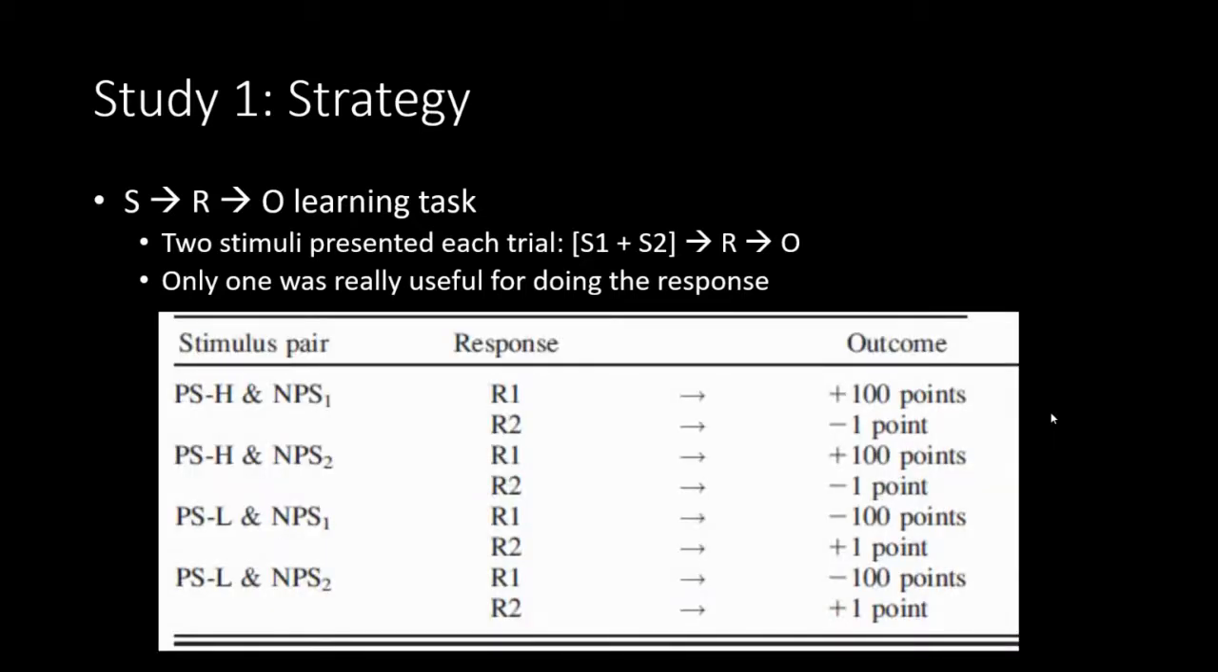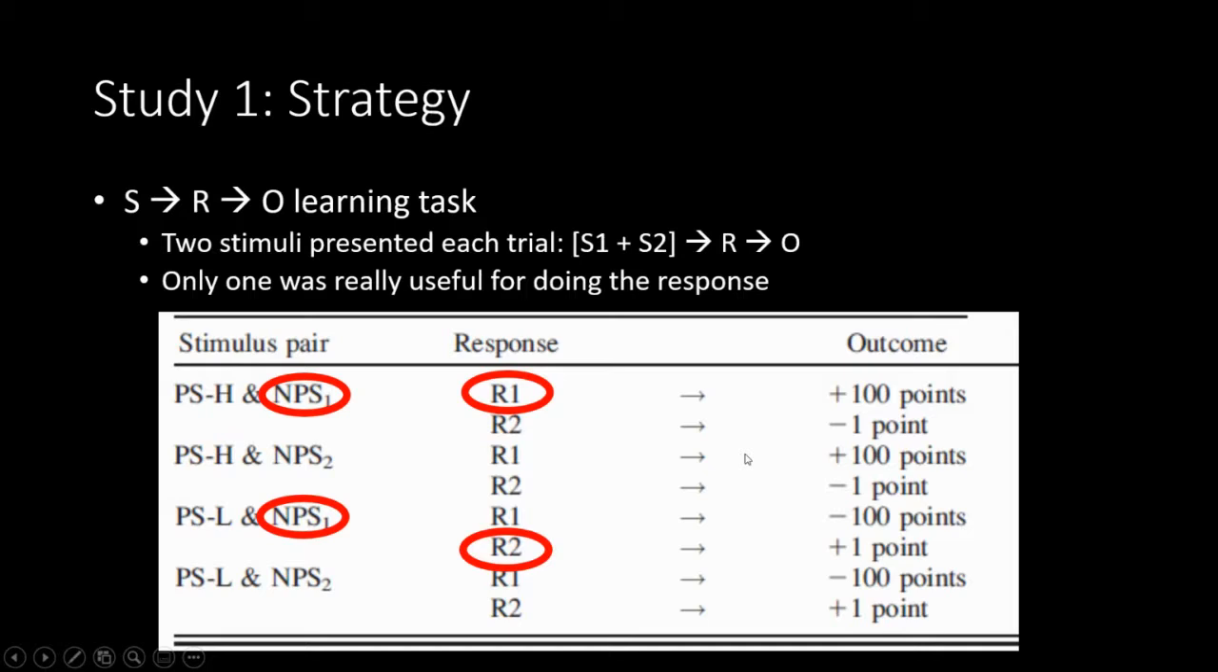So this is the design. We associative learning people really love our designs. Quite easy. You can see here that the PSH stimulus means predictive stimulus, high value. Every time this stimulus was on the screen, the correct response was the first one, R1. So this is a predictive stimulus because you know which one is the correct response just by looking at it. And it's a high value stimulus because you can get 100 points from it.